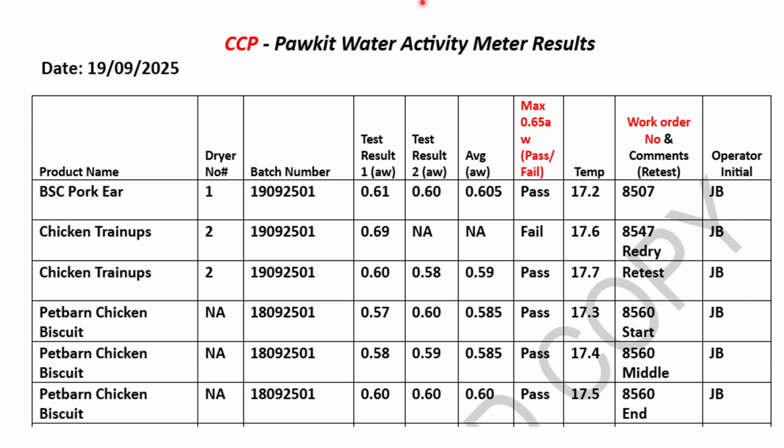In a case where the product does fail and display a measurement above 0.65, you can stop the measurement procedure and write NA on test result 2 and average, then input it has failed. Input in the comment section what needs to happen for the failed product, such as redrying it or putting it on hold. If the first test passed, but the second test meets above 0.65, the product still failed and must not be released.